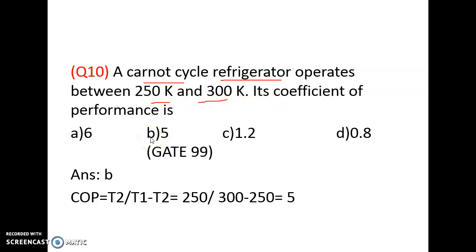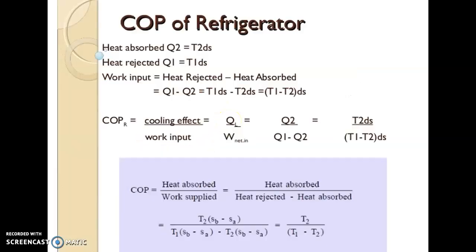It is always greater than 1. COP of refrigerator is always greater than 1. So COP of refrigerator equals Q2 by Q1 minus Q2. For a Carnot refrigerator, it is T2 by T1 minus T2.